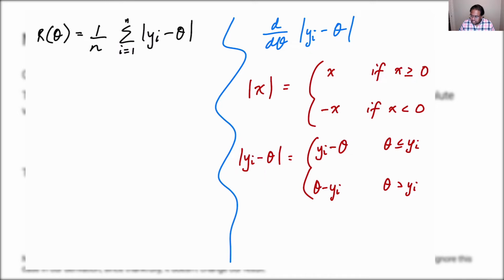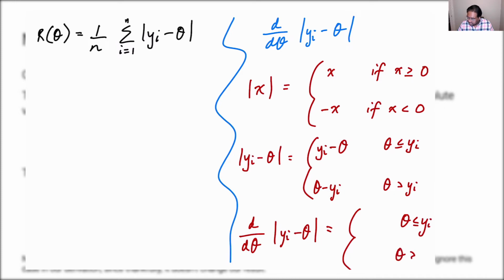Now, what all of this implies is that the derivative with respect to theta of the absolute value of yi minus theta is again a piecewise linear function. And so the two cases are the same: the case where theta is less than or equal to yi, and the case where theta is greater than yi. In the first case, the derivative of yi minus theta with respect to theta is just -1, and the derivative of theta minus yi with respect to theta is +1.